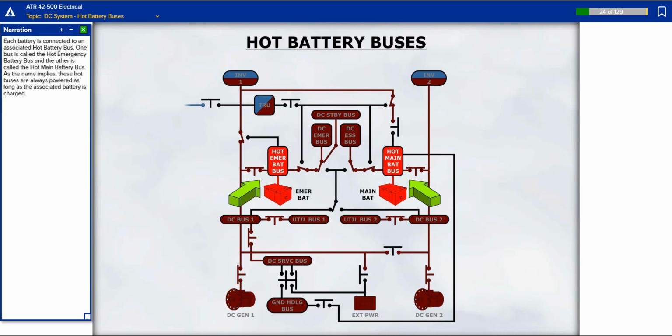Each battery is connected to an associated hot battery bus. One bus is called the hot emergency battery bus, and the other is called the hot main battery bus. As the name implies, these hot buses are always powered as long as the associated battery is charged.